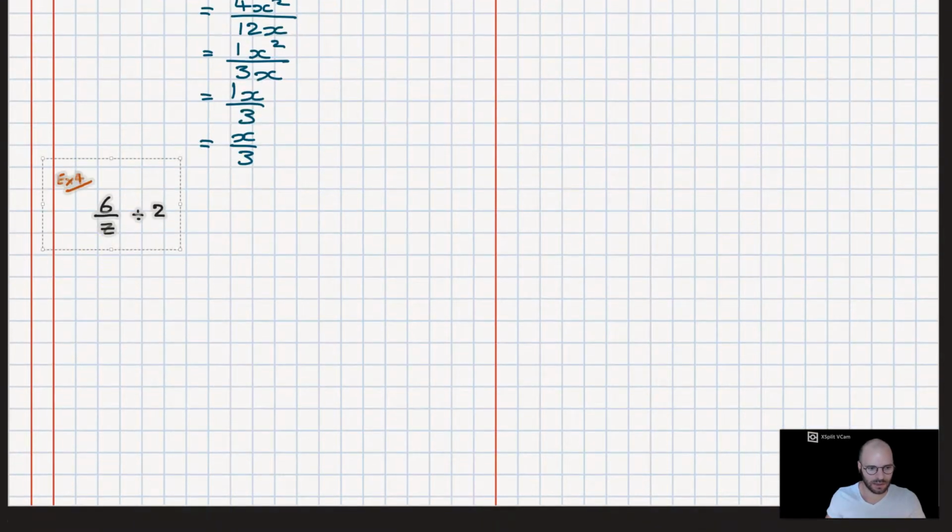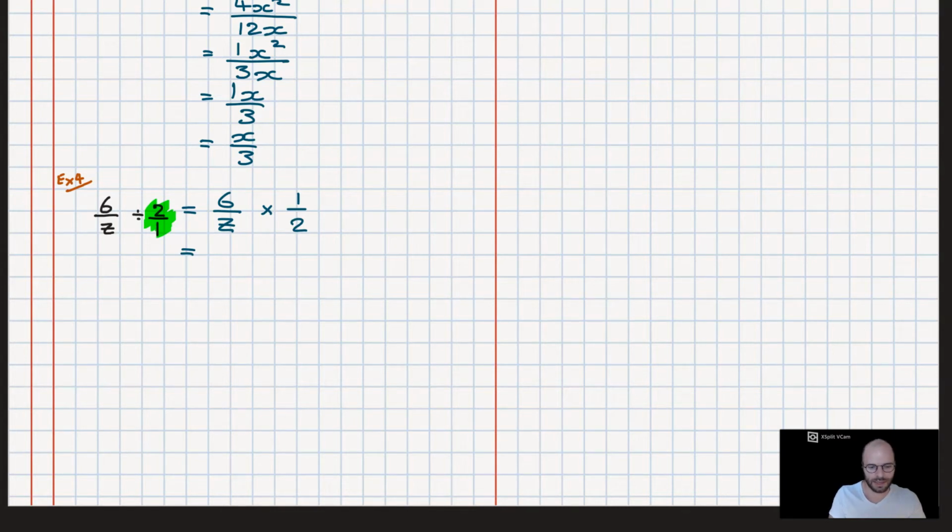Alright, let's go down to our fourth and final example. We have 6 over z all divided by 2. Once again, we're dealing with a factor that's not actually a fraction, but it's an implied fraction, and we can put it over 1. The way in which we're going to deal with this is we look at our second factor, and we're going to flip it about to change this divide into a times. So that's going to yield 6 over z, then we change divide to times, and then we flip everything about in the second fraction, so it becomes 1 over 2.